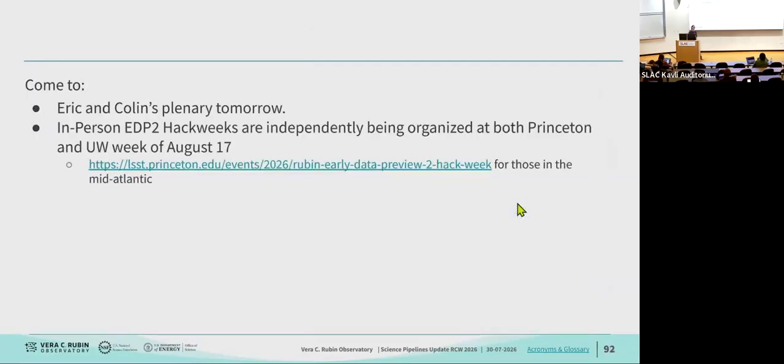And this is not a pipelines event, but there are coincidentally 2 EDP2 hack weeks being held the week of August 17th at both UW and Princeton. I've met a lot of people here from universities in the Mid-Atlantic. Please swing by Princeton any day that week, and you'll get to hack on the EDP2 dataset alongside the folks that made it. Thank you.